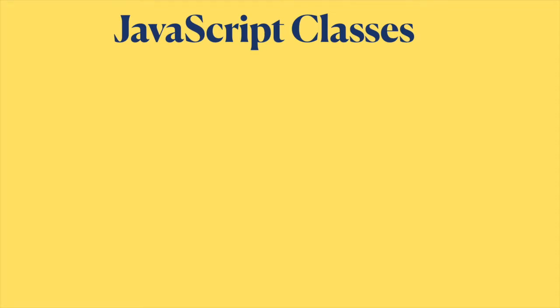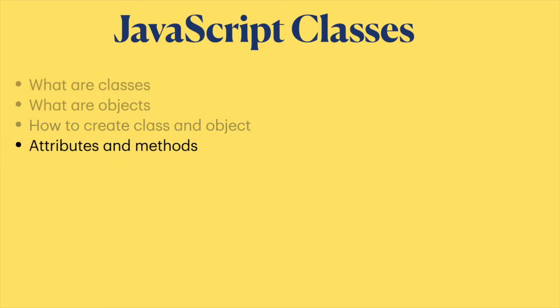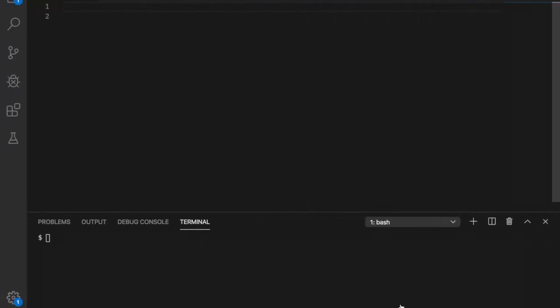We're going to talk about JavaScript classes. We're going to talk about what classes are, what objects are, and how to create a class and an object, attributes and methods, and what a constructor method is. So let's get into one example.